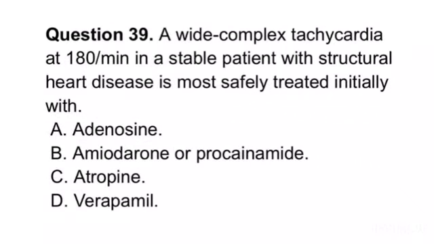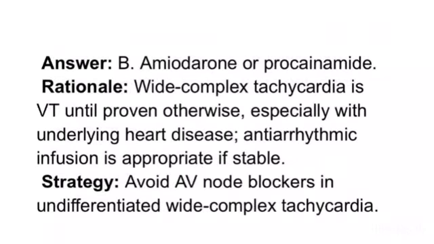Question 39. A wide complex tachycardia at 180 per minute in a stable patient with structural heart disease is most safely treated initially with A. Adenosine. B. Amiodarone or procainamide. C. Atropine. D. Verapamil. Answer: B. Amiodarone or procainamide. Rationale: wide complex tachycardia is VT until proven otherwise, especially with underlying heart disease. Antiarrhythmic infusion is appropriate if stable. Strategy: avoid AV node blockers in undifferentiated wide complex tachycardia.